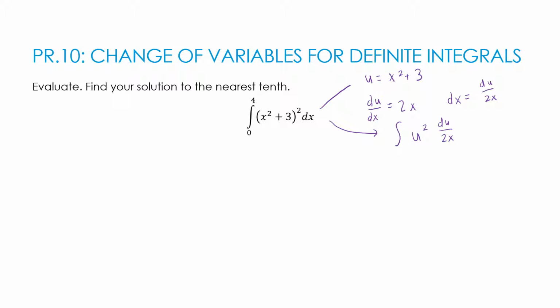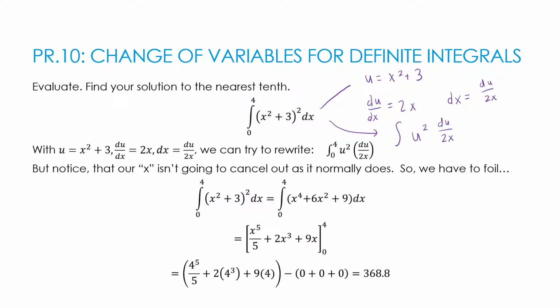So why am I concerned about this? Is something different than normal? Yes, because typically I'm going to have an x here that cancels with the x with my other du function. So how am I going to go around this? We have to FOIL. Oh my gosh, I know how much you love that. So let's FOIL it out. Let's take x squared plus 3 and FOIL it out.